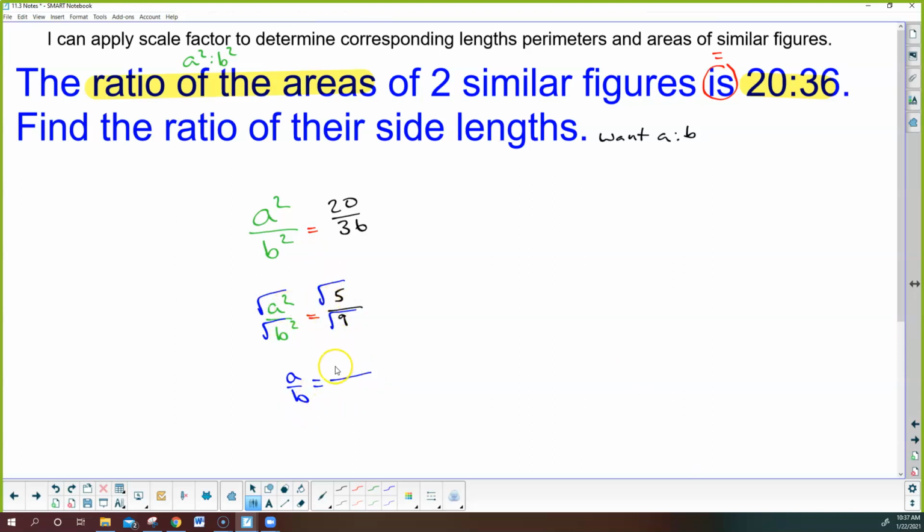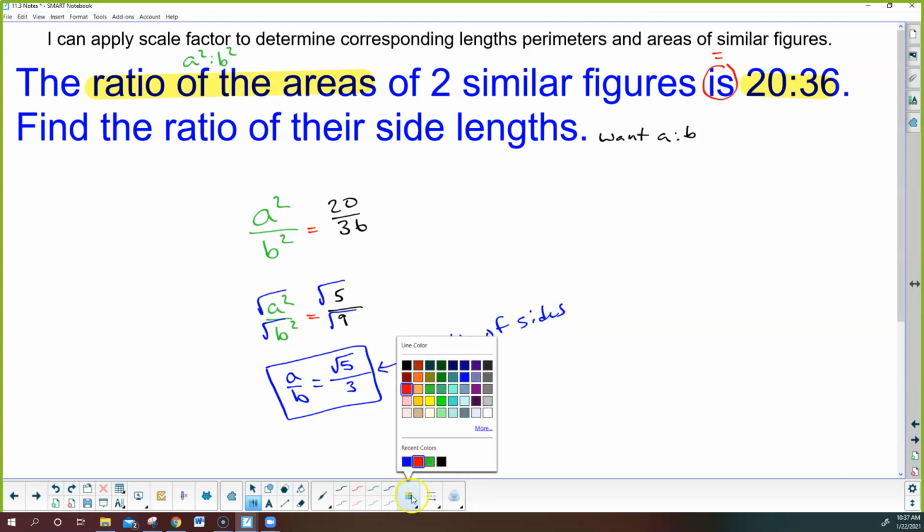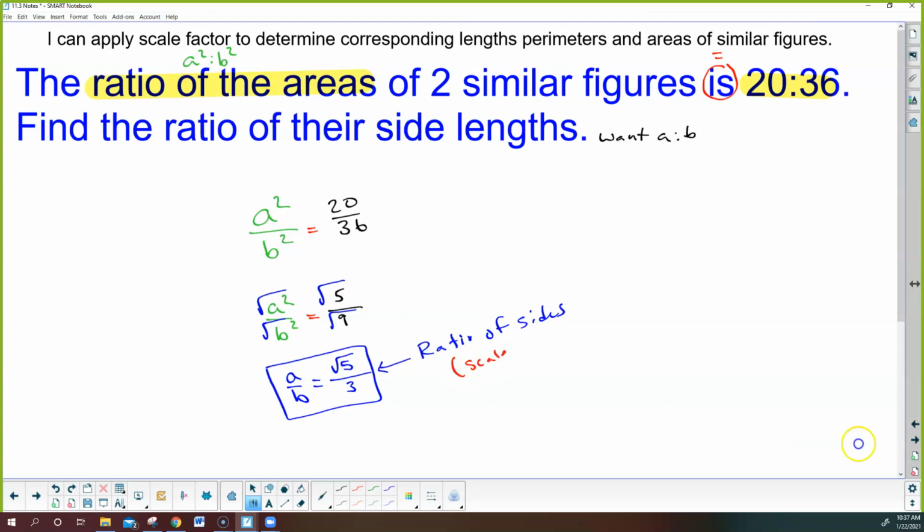So it's not super friendly. The top part, square root of 5 doesn't reduce down, but we know the square root of 9 turns into 3. And this is my ratio of sides. Or, remember, it's also called the scale factor.